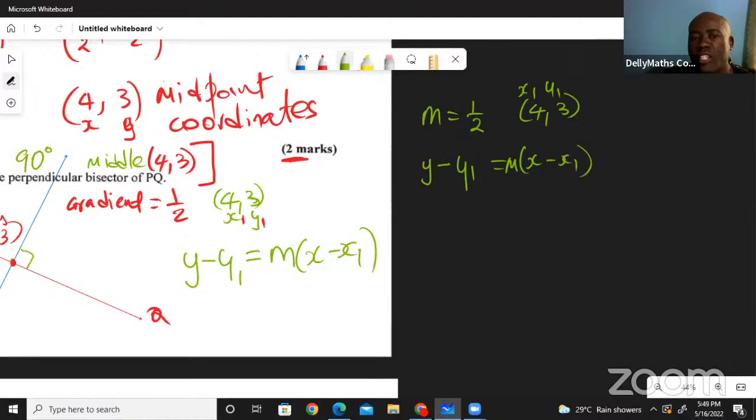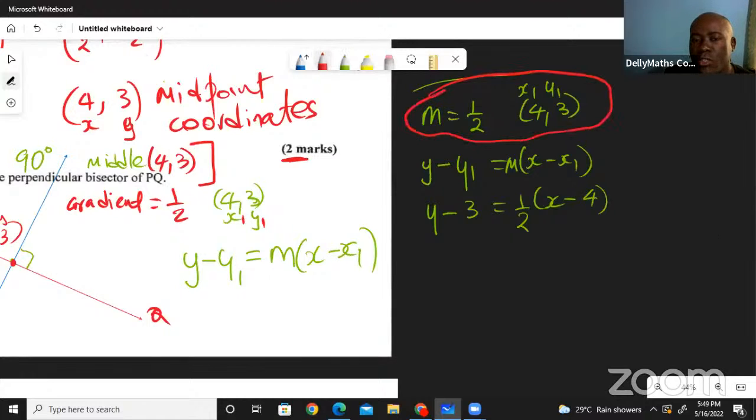What we're going to do is substitute: y minus y1, which is 3, is equal to m, which is positive 1/2, open bracket, x minus x1, which is 4. So we have simply substituted everything here in the point slope format. So now that we have done that, we can carry out our algebra. So let's take our time and carry out our algebra.